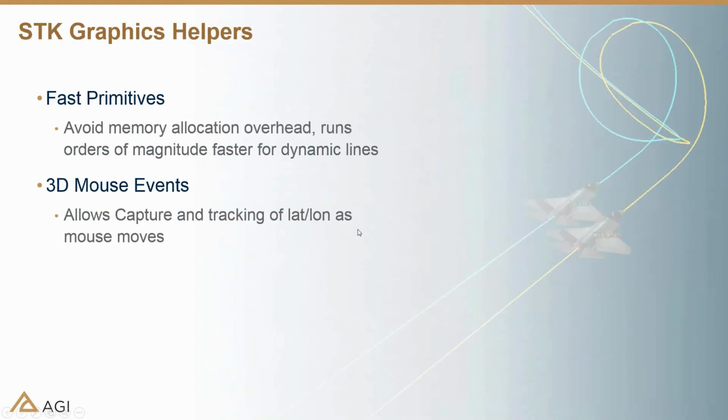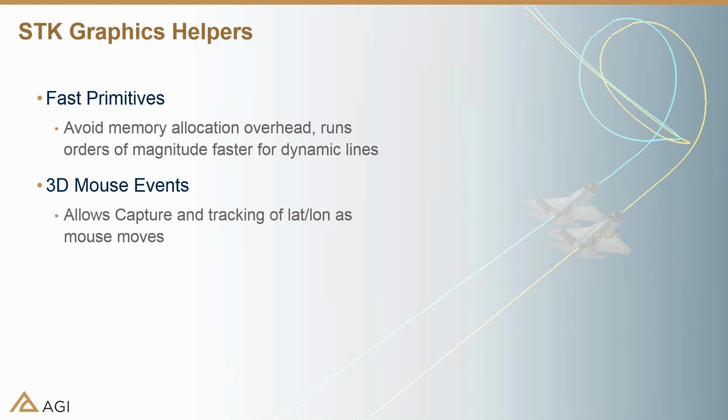We also have some graphics helpers. For those of you who are familiar with SDK primitives, that's a way for external customers to generate graphics within our 3D globe. We've got a little Aviator wrapper around there, which can speed them up significantly because they know how the primitives work under the hood, and they do some buffering as far as dealing with memory allocation. And so you can get dynamic lines that run within the animation cycle, and they run very, very fast.